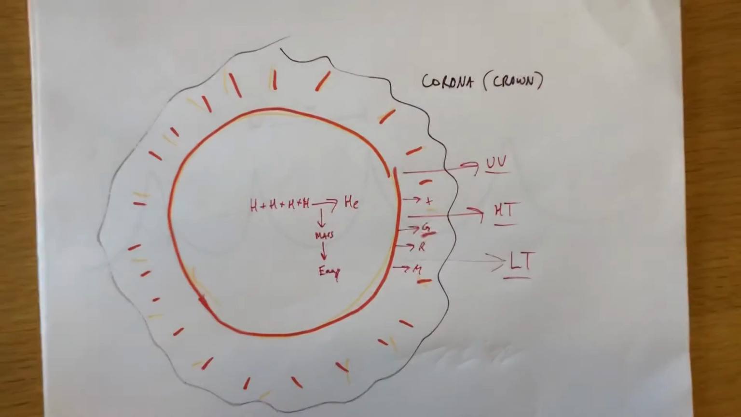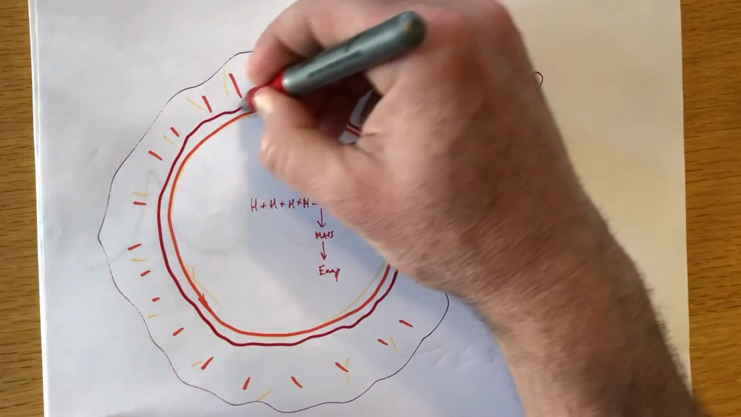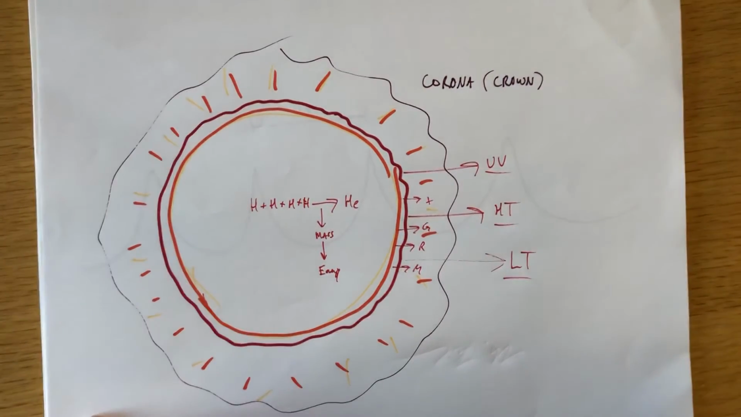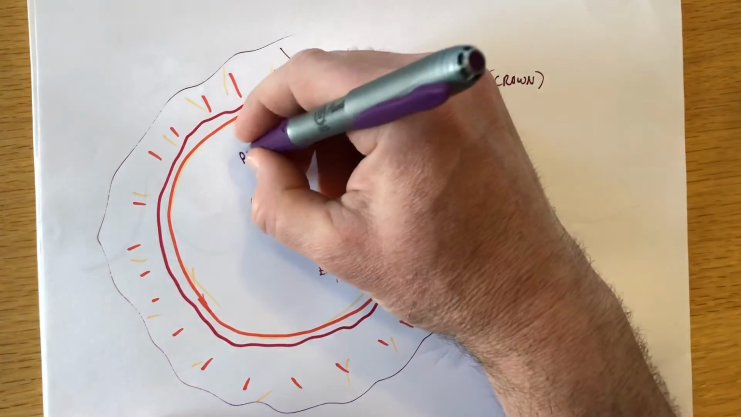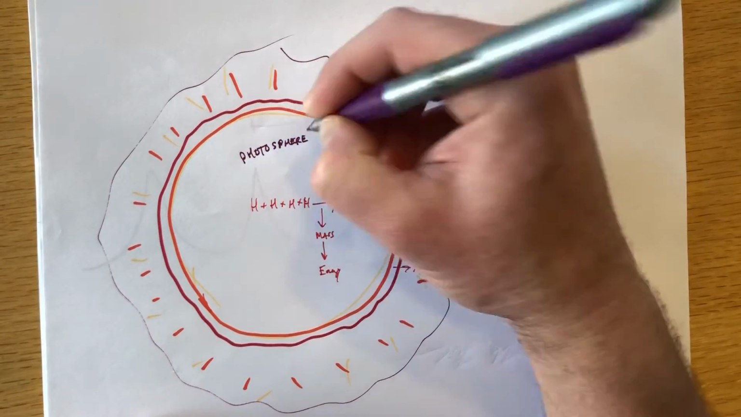Closer to the sun, I need a better color here. Let's use red. There's a really thin ring close to the sun's surface. The only time you can ever see it is during an eclipse, and that is called the chromosphere. It means color sphere. And last but not least is the sun's surface. The sun's surface is called the photosphere. Photo because it is visible.